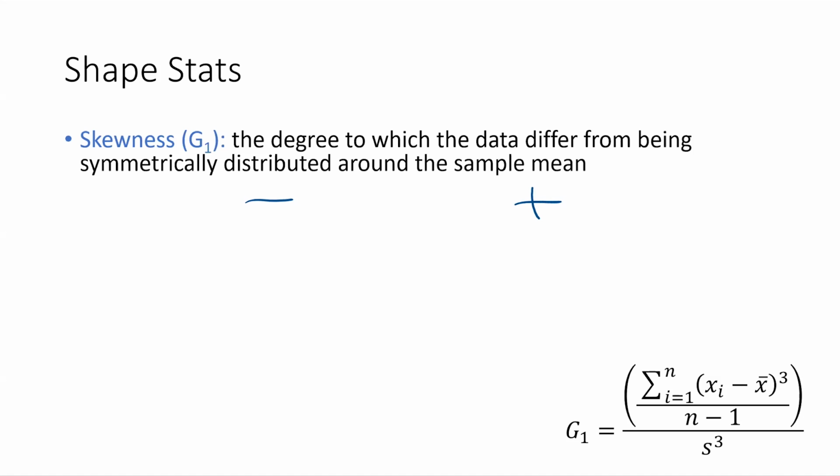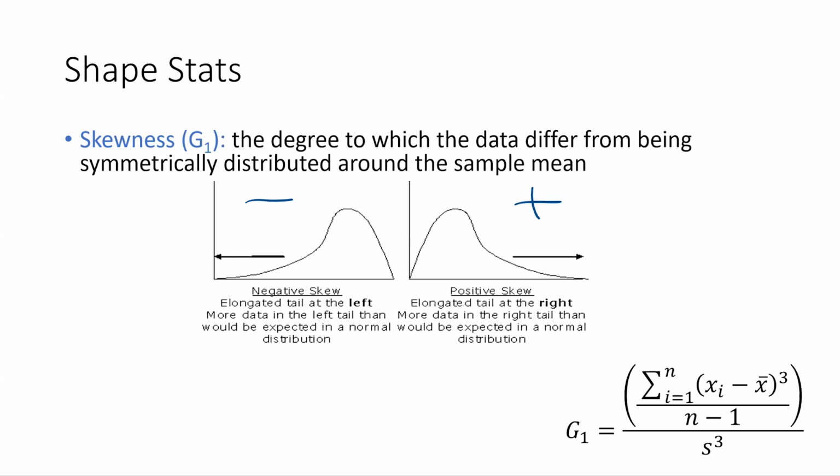Okay, so next we have shape statistics. The first one is skewness, which is G sub 1. This is the degree to which the data differ from being symmetrically distributed around the sample mean. If we have a negative skew, that means we have a long left tail. Our data is skewed far to the left side. If we have a positive skew, that means we have a long right tail, a long positive side.